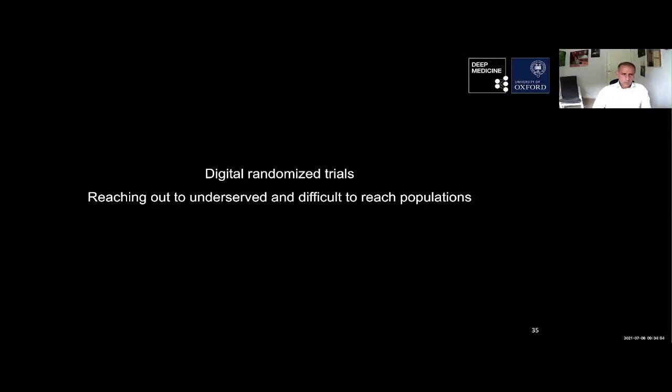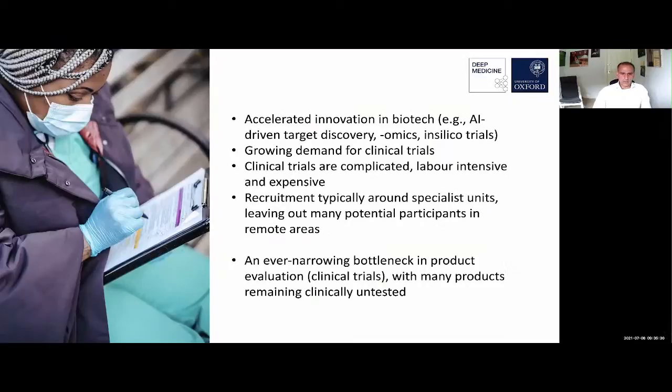But of course, all of the discovery that I've mentioned is likely to just lead to ever more hypotheses that ultimately require testing in clinical trials. And that brings me to the point of digital randomized clinical trials, where we see an opportunity of tackling that bottleneck, not only in terms of scientific discovery, but also in reaching underserved and difficult-to-reach populations. So, just a few words at the end on that front.